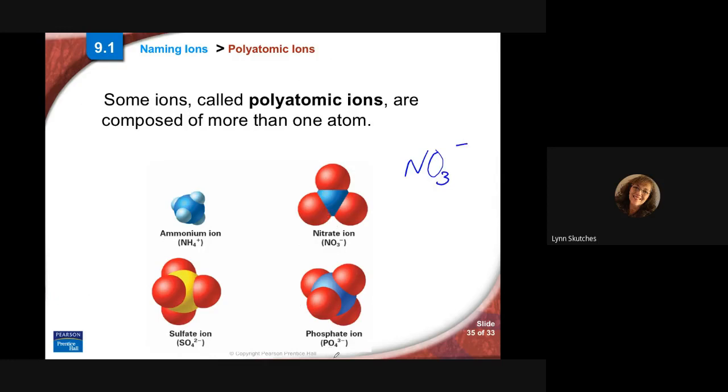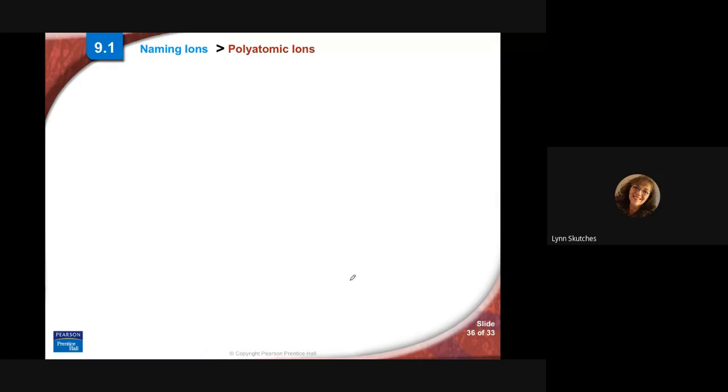Phosphate is a phosphorus with 4 oxygens. Sulfate is a sulfur atom with 4 oxygens. Notice the charge, and so that gets confusing. And I'm going to try and give you a trick on how to keep it straight. But not until next week.